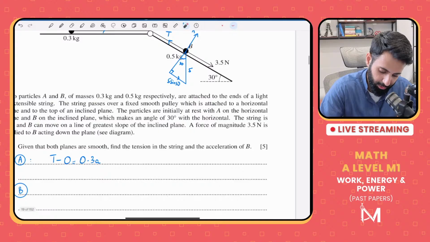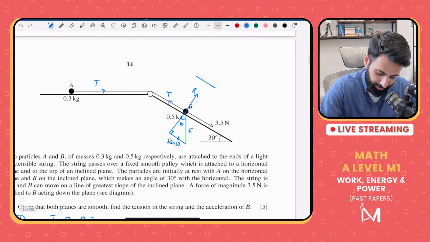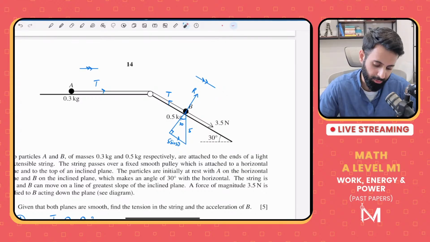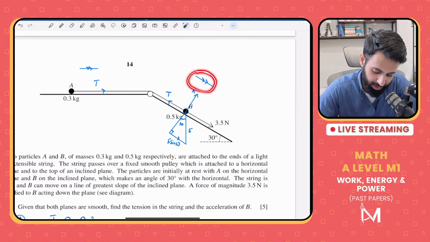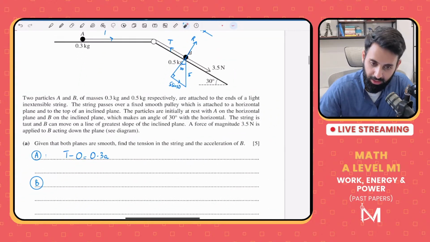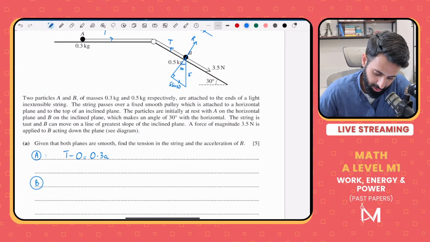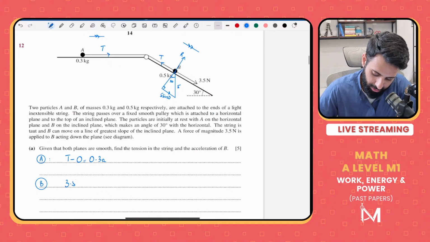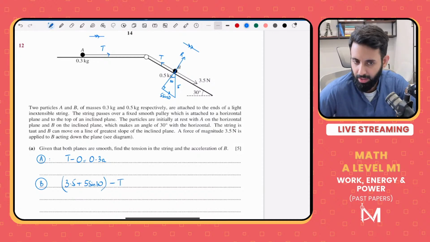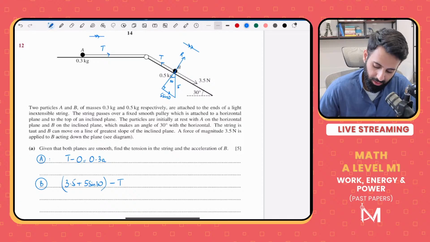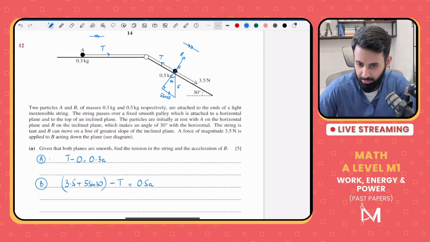So what are all the forces? Also, I like to make these arrows. These arrows help us decide where the object is moving, and the force in that direction is what we consider the forward force. All forces acting in this direction will be considered as the forward force. Notice that there are two forces acting in the direction of motion: one is 3.5, the other is 5 sine 30. What are the forces acting in the opposite direction? Because it's a smooth plane, we don't have to consider friction, and tension is acting in the opposite direction. And what's this equal to? This is equal to 0.5a.